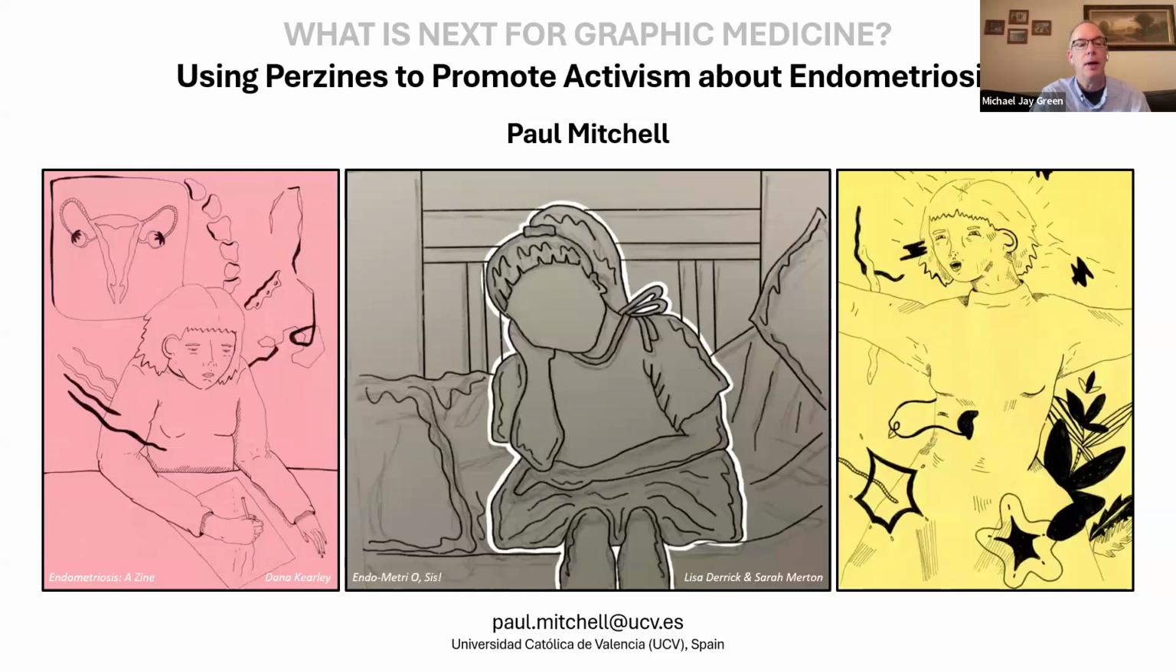So next up is Paul Mitchell, who is an associate professor of English at the UCV in Valencia, Spain. And his latest research project explores graphic pathographies, particularly in comics and zines, the representation of gender and art as an activist practice. So I will turn it over to Paul.